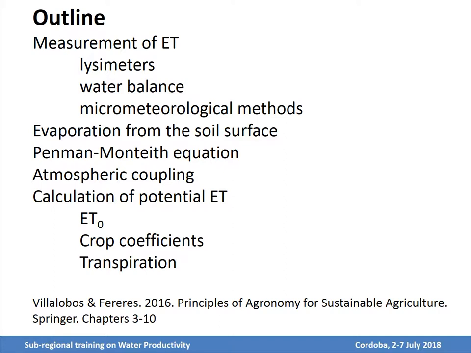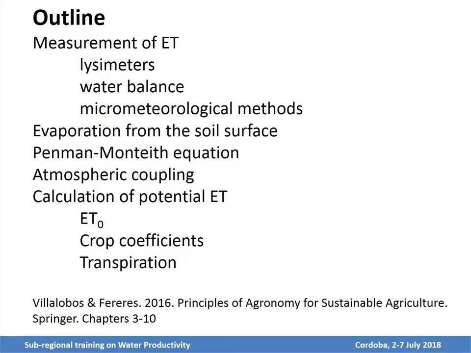Then we will review the process of evaporation from the soil surface, as it is an important component of evapotranspiration of crops. Then we will use the Penman-Monteith equation to discuss which factors affect evapotranspiration and the concept of atmospheric coupling.